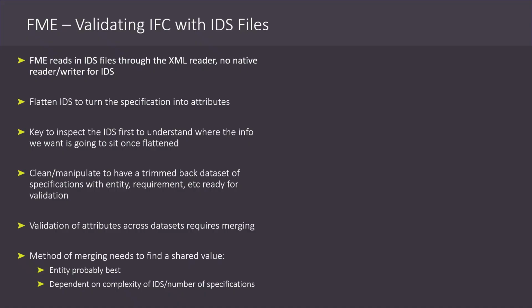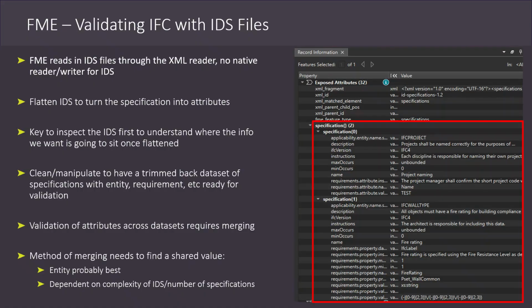This is an example of an IDS that's been read into FME. You can see here that I've just put in a red box where the specifications have come in as list attributes. And then between the top one, which is around the project, basically saying project shall be named correct, I should probably have dragged that all out, but basically it just says it needs to have a name, or a value must exist, in a more simplified sense.